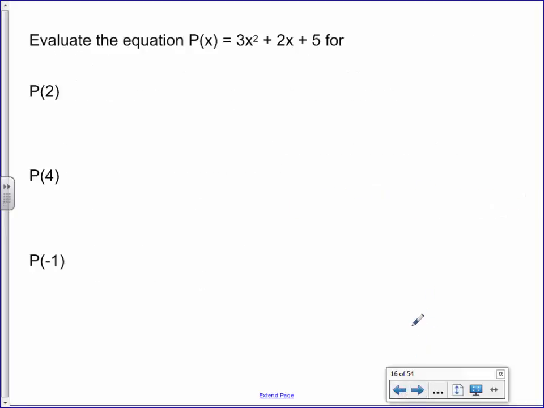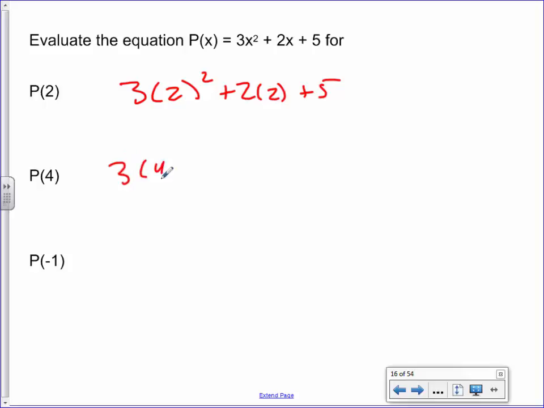Okay, let's do one last example, then we'll call it a day. So if I give you this expression here, don't get intimidated and throw your pen. Don't throw your pen, it's not that scary. The P refers to the fact that it's a polynomial. The x refers to the fact that x is our letter. Well, if I ask you for P bracket 2, it just means make all your x's 2. So 3 times 2 squared plus 2 times 2 plus 5.